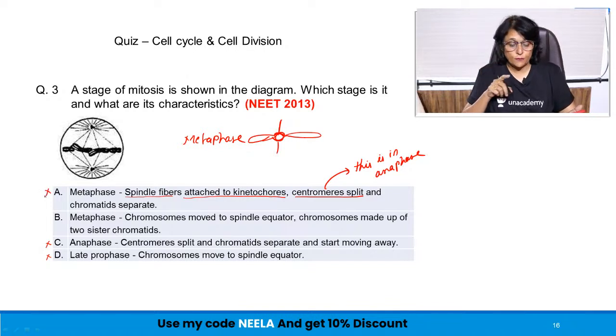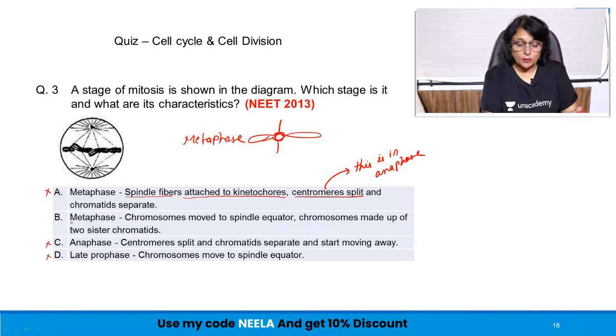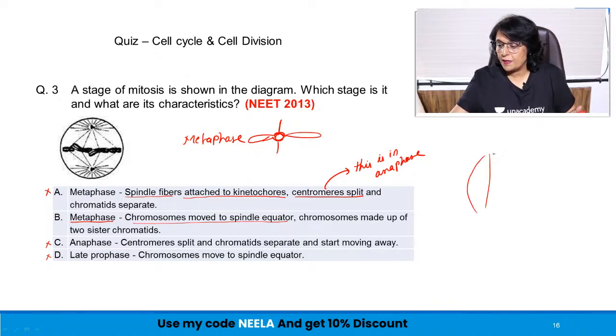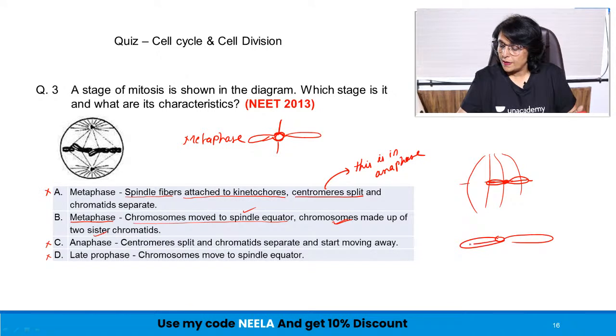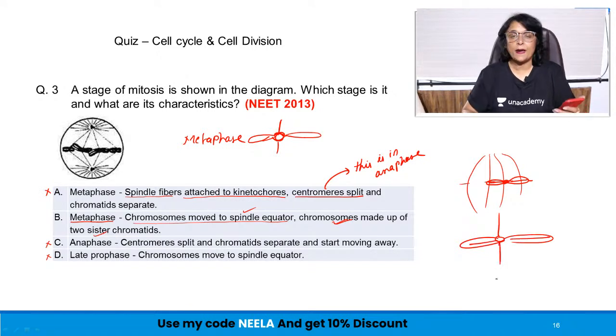Before we say yes for option B, we need to check whether the statement is correct or not. So this part is correct, metaphase. Chromosomes move to spindle equator, because this is the spindle and this is the equatorial plane. Chromosomes made up of two sister chromatids. Perfect. So this is our chromosome and it has two sister chromatids, and the fibers are attached like this. So this is our correct answer.